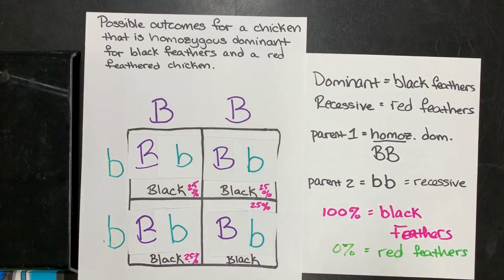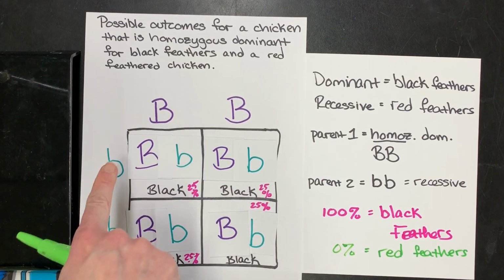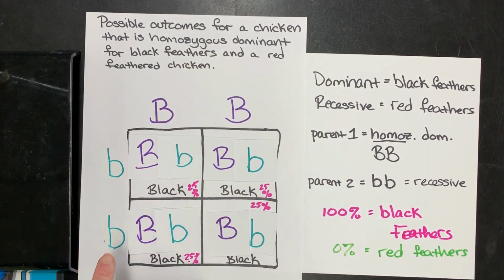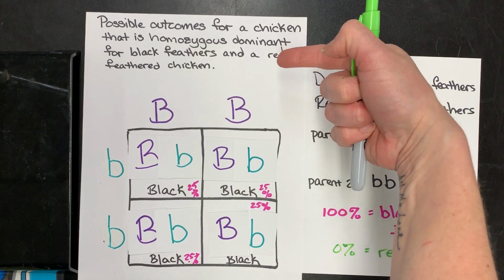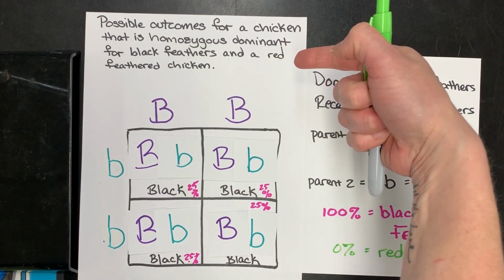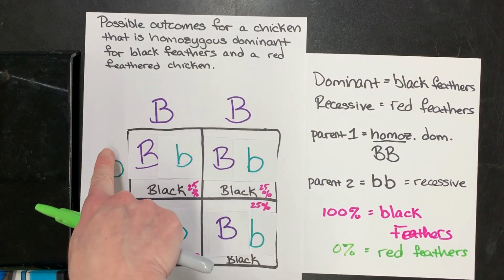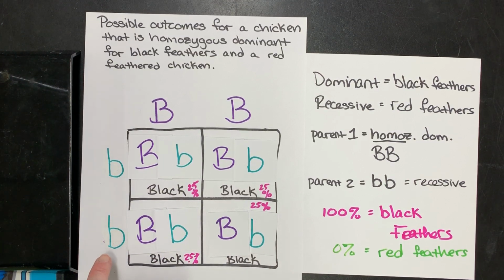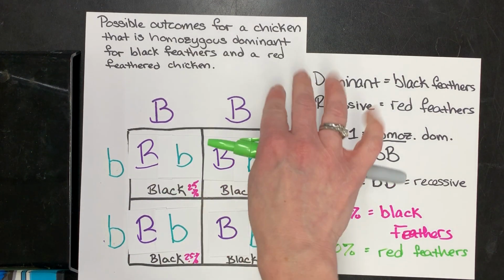Now keep in mind what we write here and here is based on the information that the question gives to you. So your Punnett squares aren't always going to be situated like this. It's totally dependent upon the parents.